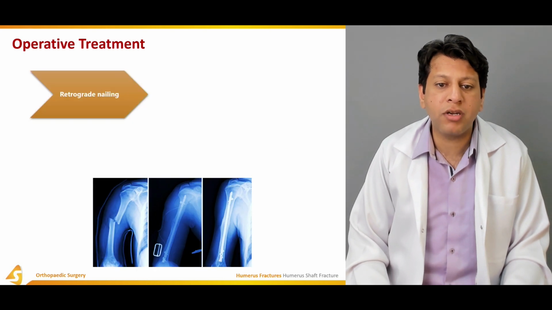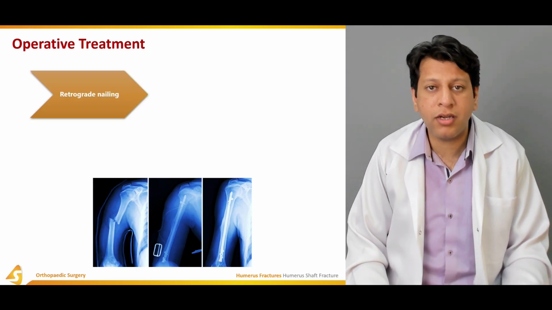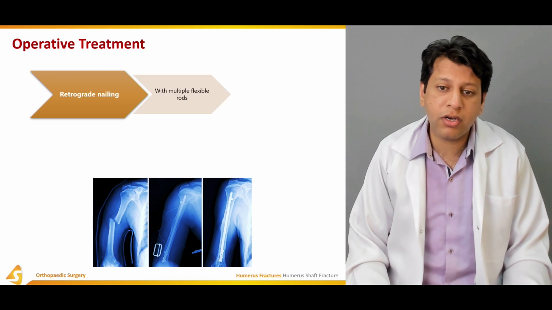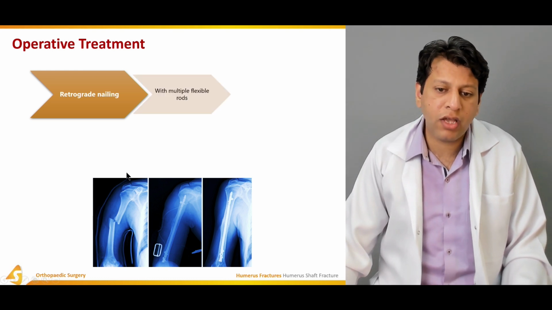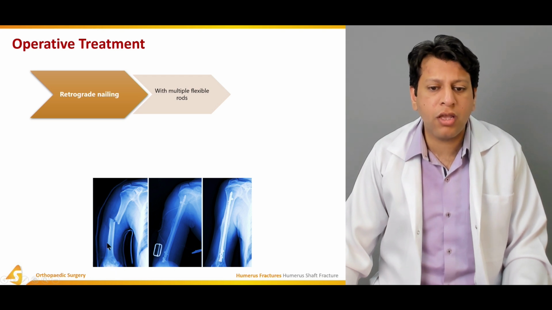Now coming to the operative treatment. Operative could be antegrade nailing or retrograde nailing. If this is the fracture, we have to go for antegrade nailing. Why? Because retrograde nailing would probably be problematic.